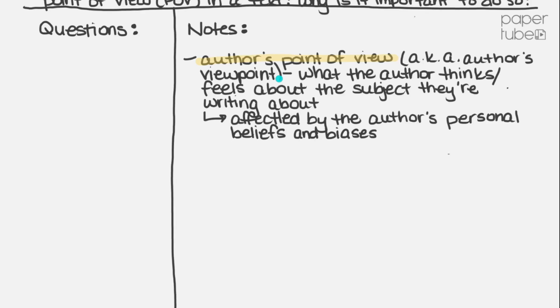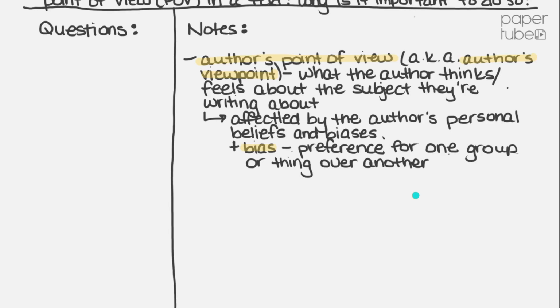The first term that I'm going to introduce for today is the author's point of view, and it's sometimes called the author's viewpoint. Those two terms mean the same thing. It's just what the author thinks about or feels about a subject that they're writing about. And as you can imagine, the way an author feels about what they're writing about is going to be based on their own personal beliefs and biases.